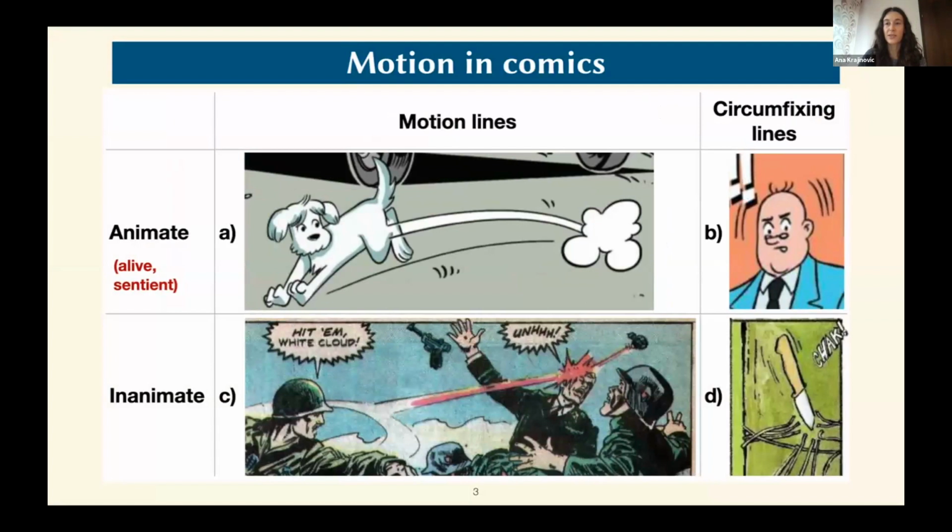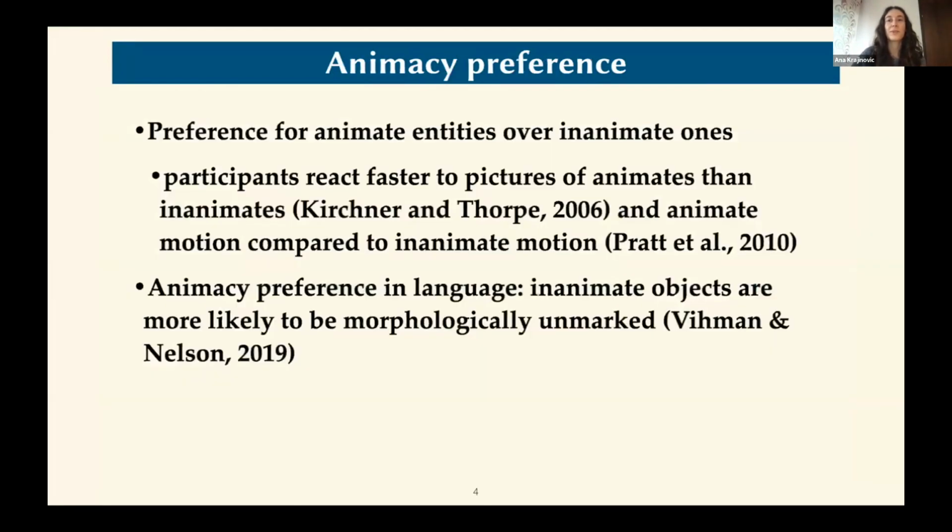This is a very common distinction, also known in linguistics, and that is that animate entities are the ones often considered alive and sentient, and inanimate ones are considered not alive and not sentient. And this distinction seems to be particularly important for humans because, as we know from psychological and linguistic research, there is something that we call animacy preference, and that is the preference for animate entities over inanimate ones.